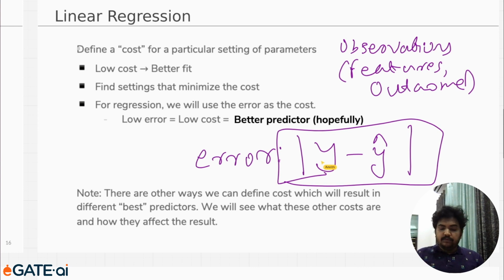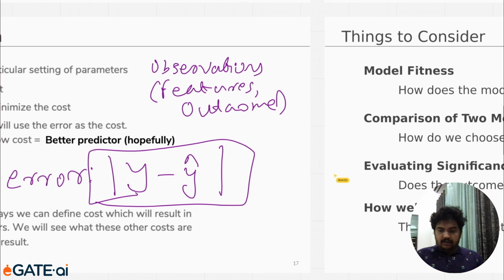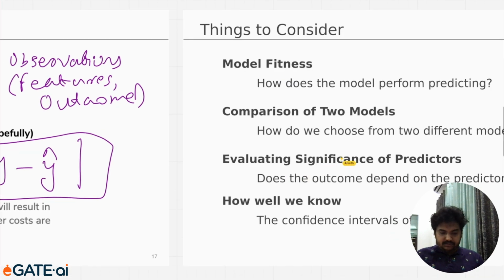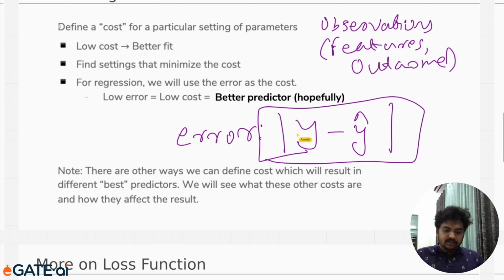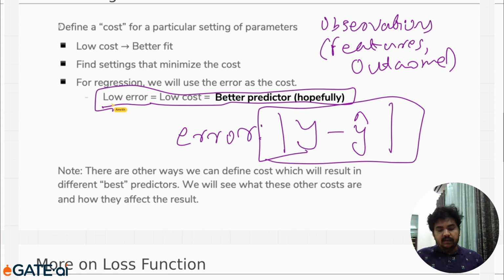Now we have to find an f hat which overall minimizes the cost over the observations. Now this is our objective. We have to find a low error or a low cost system which hopefully is the best predictor, or a better predictor than everything else that we have considered.